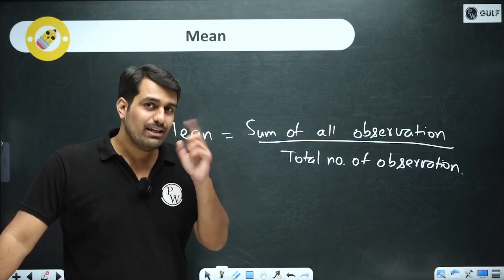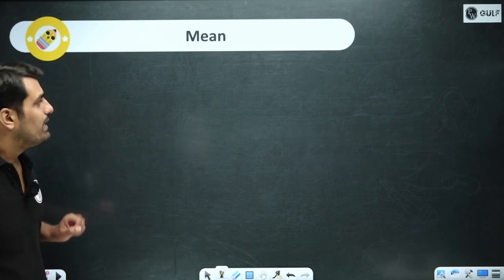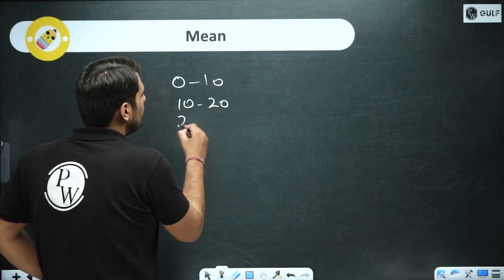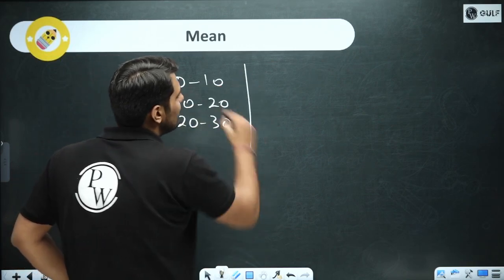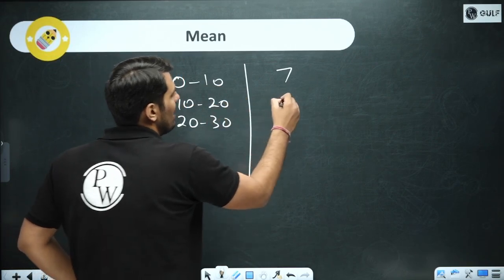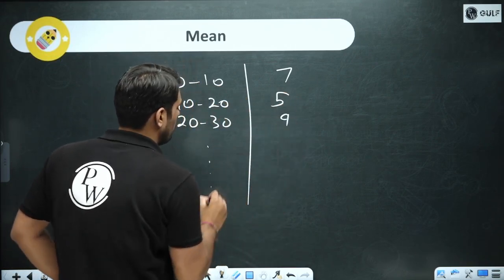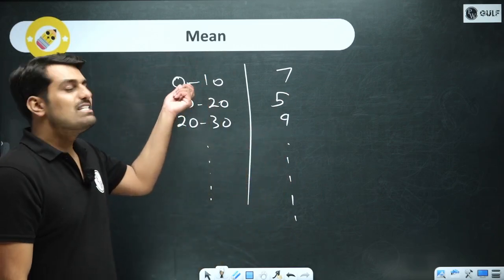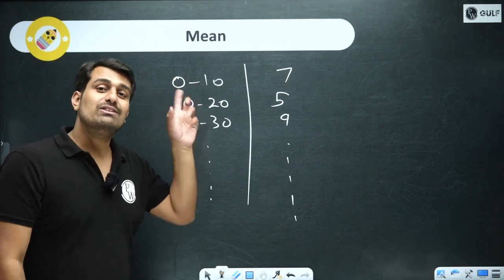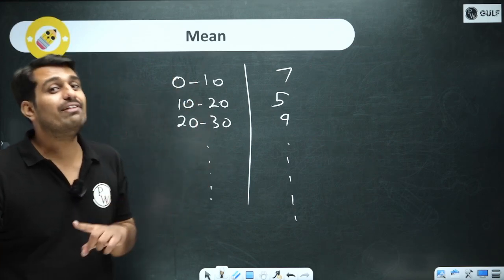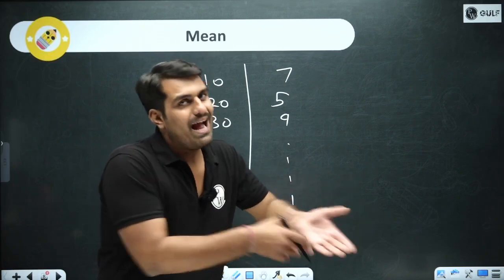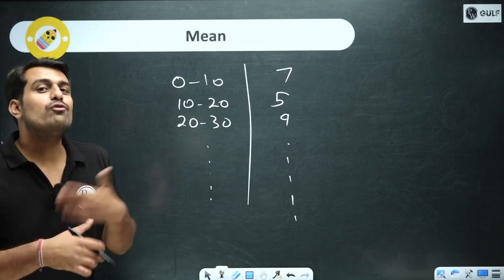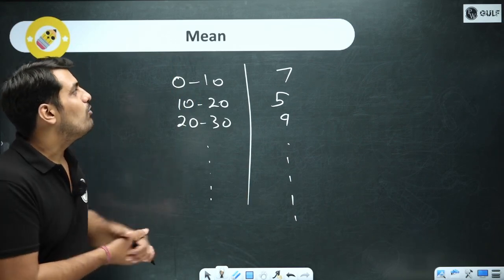Because in the case of grouped data, when we say 0 to 10, 10 to 20, 20 to 30, and so on, and between 0 to 10 we have, let's say, 7 people, here we have 5 people, here we have 9 people, and so on. In this case, I don't have the individual scores. That means someone has scored, let's say, 5, someone 9, someone 2, someone 1. If I had the individual scores, I would have added them all up and divided by the total number of students who attempted it. But I don't have the individual scores. So I have to come up with a certain formula which will help me calculate the mean.